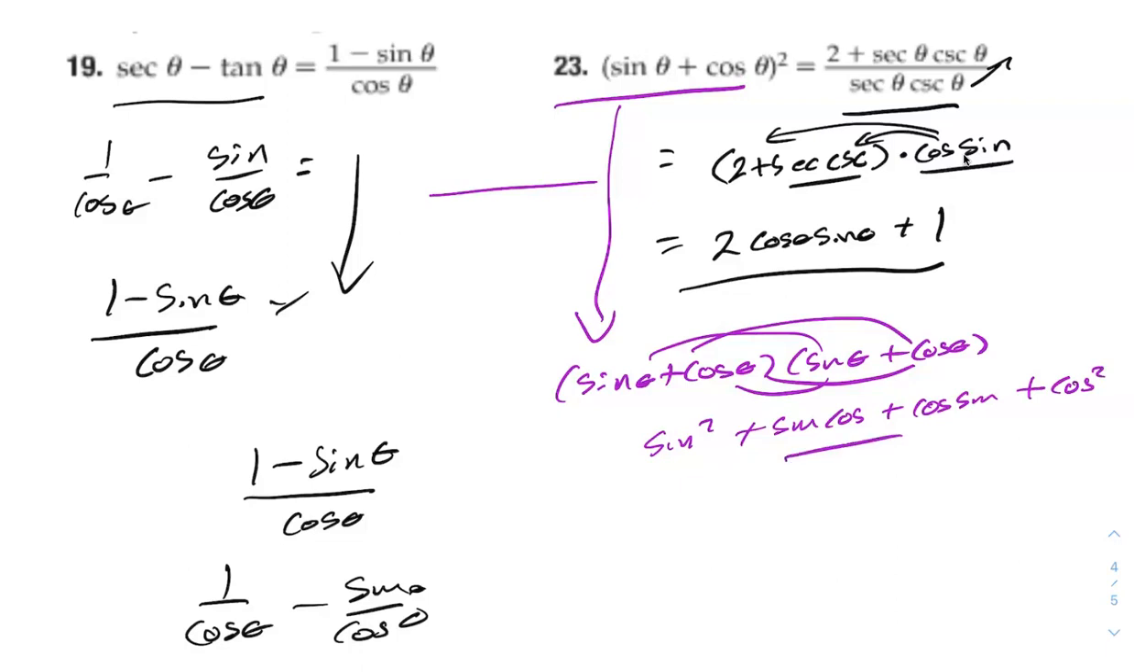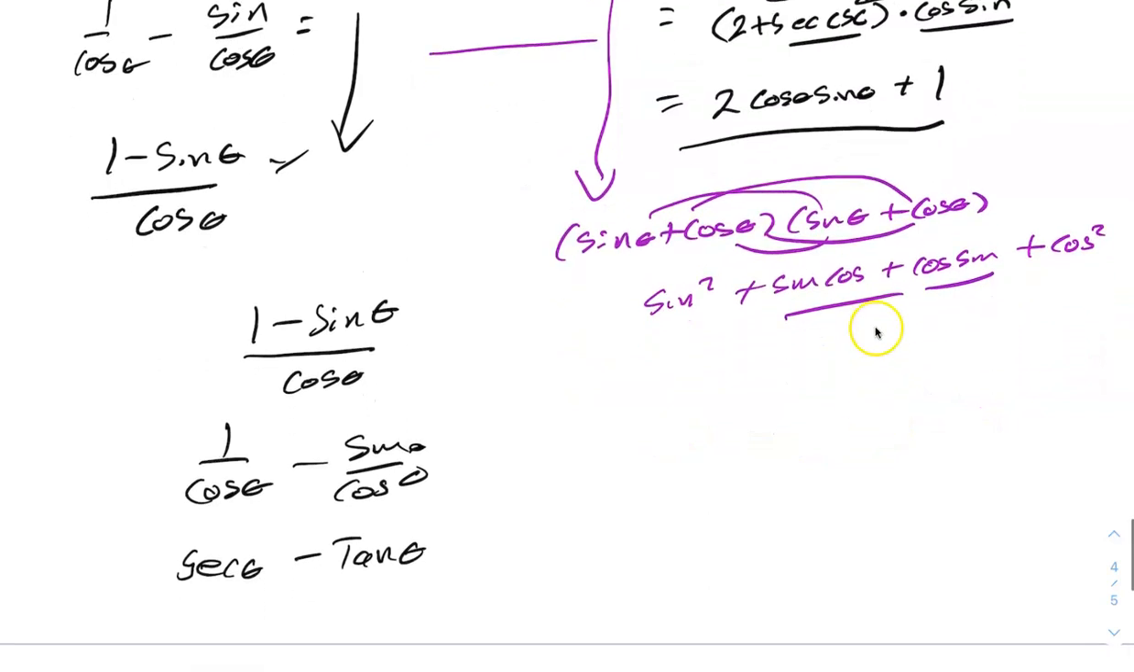Now these two look the same, but one's sine cosine, one's cosine sine. They're exactly the same. This is the one that's actually improper. It should be in alphabetical order. So this one should actually be cosine sine, it's the exact same thing. So this is actually sine squared theta plus 2 cosine theta sine theta plus cosine squared theta. So you get that. What do I do next?